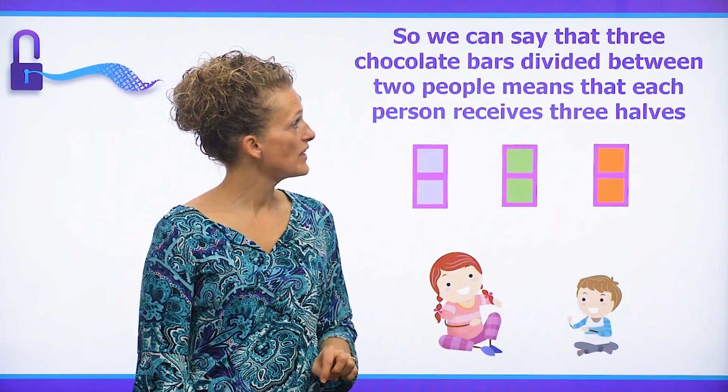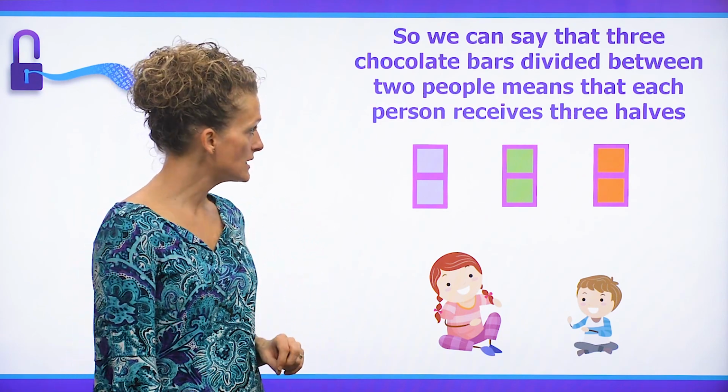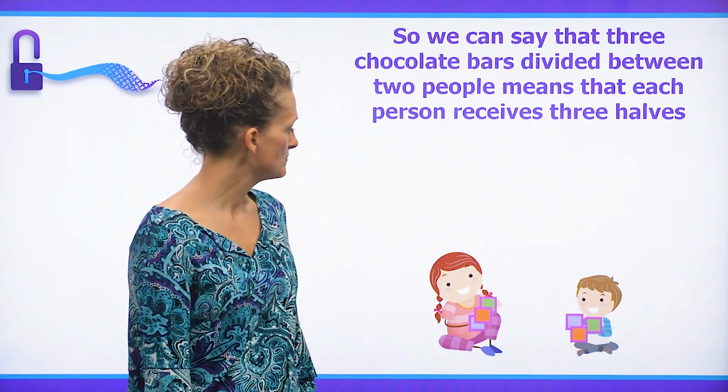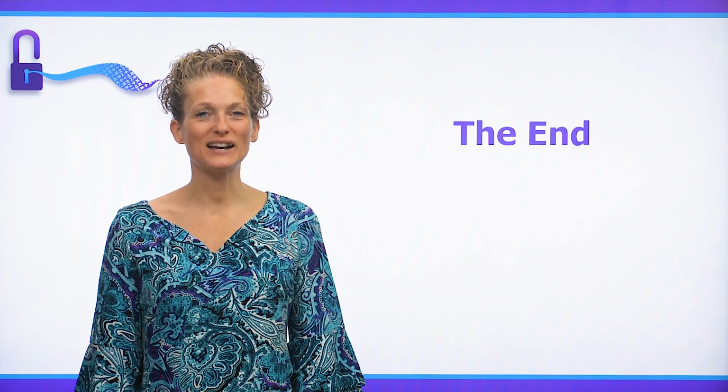So we can say that 3 chocolate bars divided between 2 people means that each person receives 3 halves. All right, so we each have the same amount. We have 3 halves of the chocolate bars. And that's your lesson on dividing fractions.